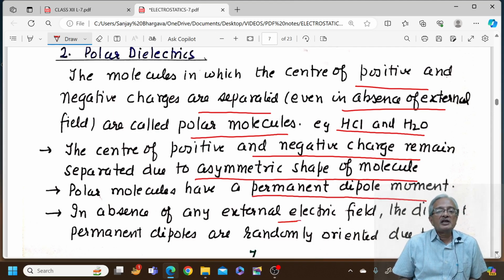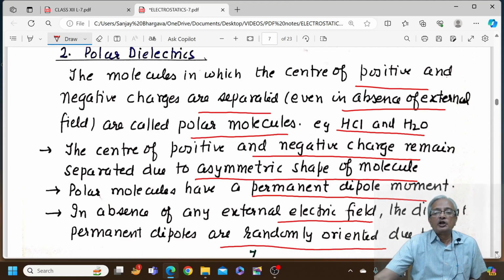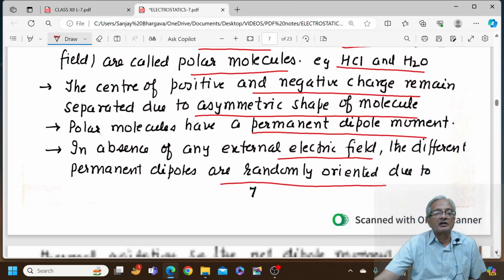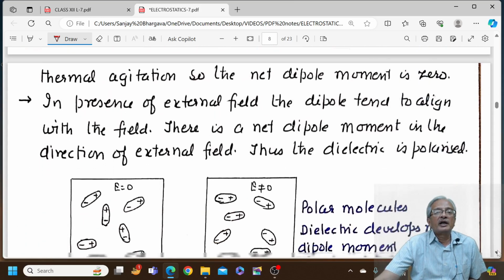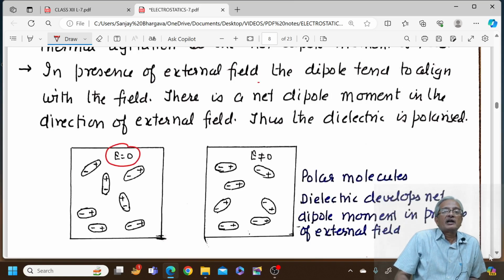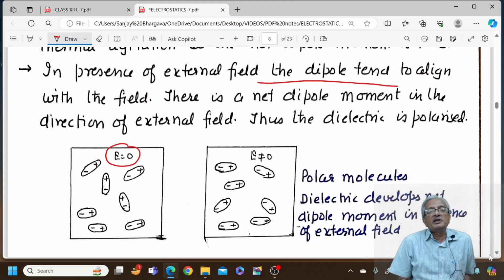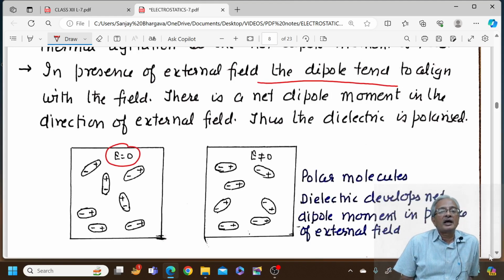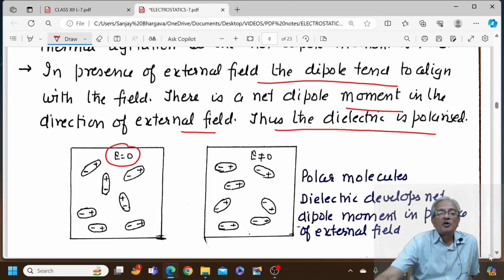In the absence of any external field, the different dipole moments are randomly oriented due to thermal agitation, and therefore the net dipole moment is 0. The sum of n random vectors is 0, and that is why the net dipole moment also comes out to be 0 in the absence of an electric field. In the presence of an electric field, the dipole would experience a torque and will try to align in the direction of the field. A net dipole moment in the direction of the external field is produced, thus the dielectric is said to be polarized.